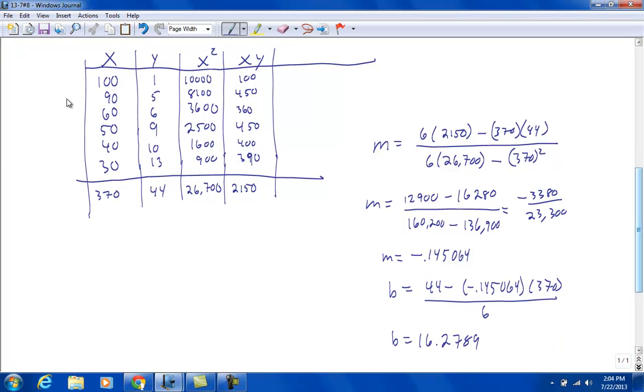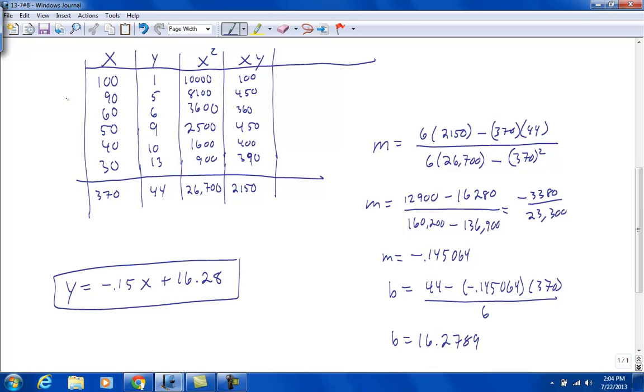Okay, I just checked the computer, and that is the correct answer. So that it's y equals negative 0.14, that said rounded to the nearest hundredth, so negative 0.15 x plus 16.28. That would be the line of best fit for this data. Okay, I hope that makes sense.